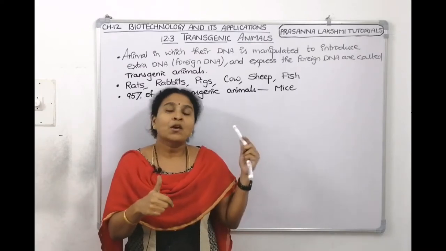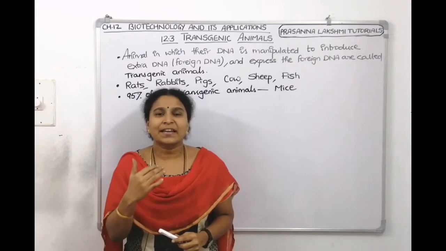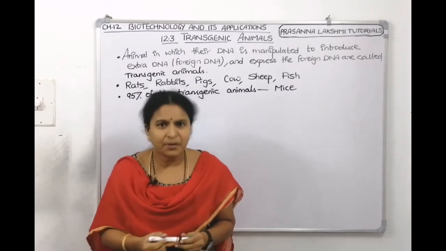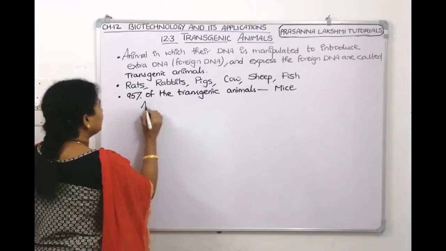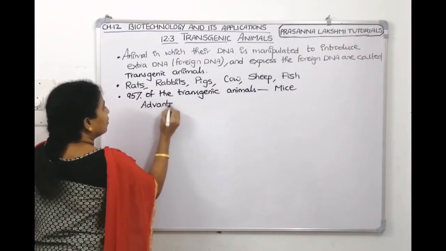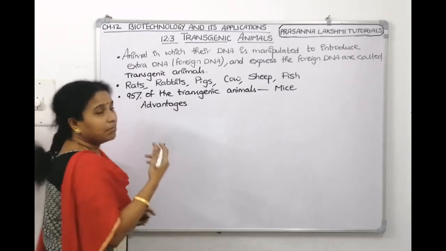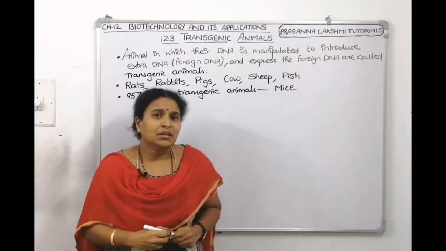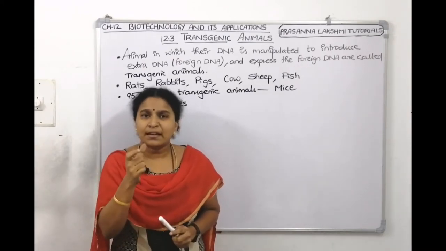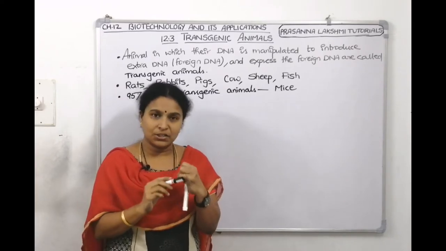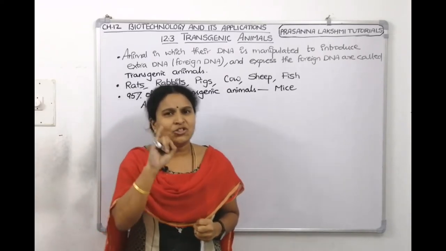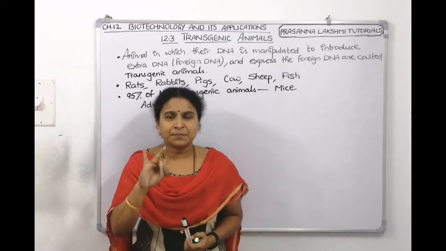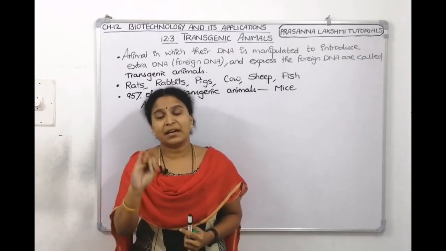Now, why are mice used in 95% of the cases? There should be some advantages. Write down the advantages. Why do mice act as transgenic animals in the majority of cases? In mice, the estrous cycle, that is the sexual cycle, is very short. It has a short estrous cycle, that is one advantage. It has a short pregnancy period, the gestation period, that is the second advantage. It means in a short span, we can complete our experiment.